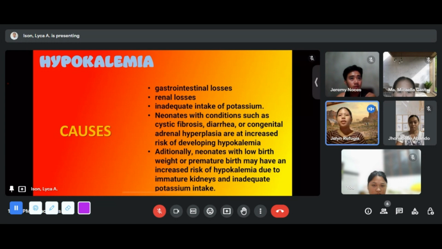So first, we have the gastrointestinal losses. So ibig sabihin, may problema si baby sa digestive tract. Next is renal losses. Nangyayari naman ito when the kidney of the baby loses its filtering ability. Ibig sabihin nito, yung mga dangerous na waste is ma-accumulate and the baby's blood chemical makeup may get out of balance. So we also have the inadequate intake of potassium. So yung mga baby na may cystic fibrosis, diarrhea or congenital adrenal hyperplasia is at risk sa hypokalemia.